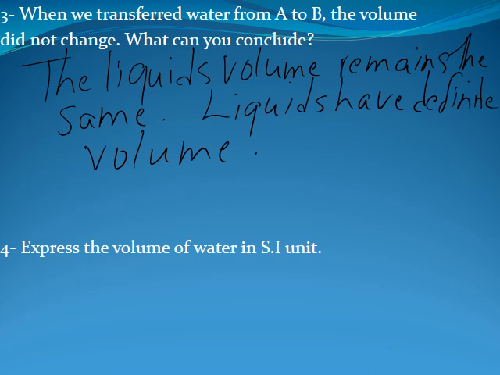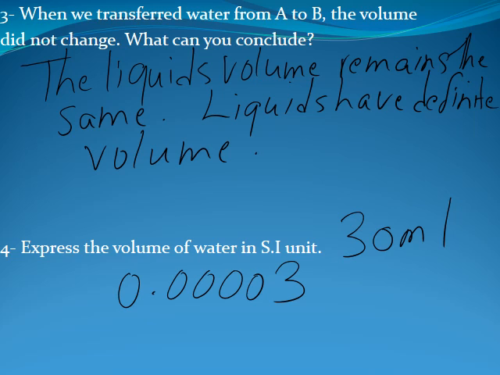Express the volume of water in SI unit. The volume is 30 milliliter. So, Muhammad Ali, the volume of water in SI unit is 30 milliliter, right? Converted to SI unit. What is the SI unit of volume? Meter cube. So we have to divide or multiply. Divide by 1 million. Okay, so it will be 0.00003, 4 zeros and 3.